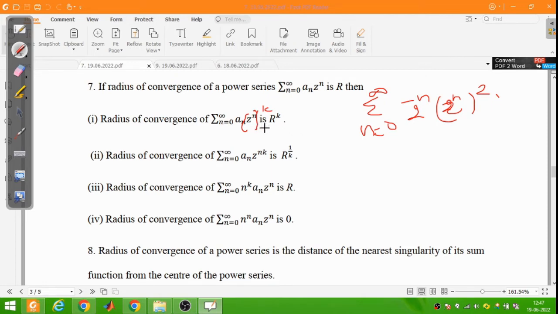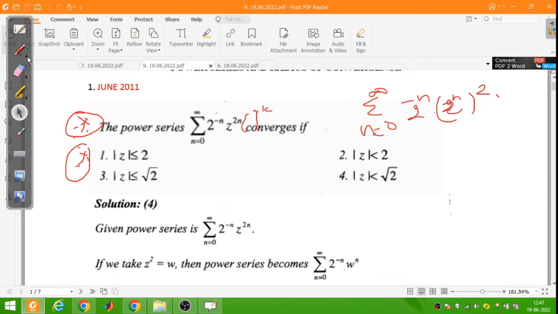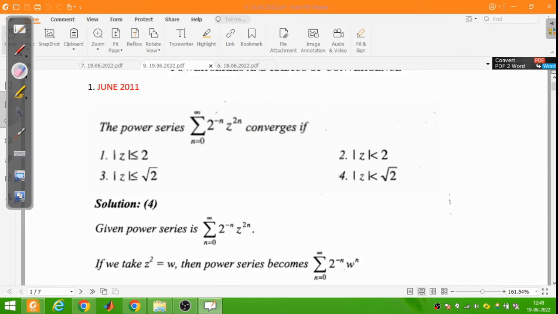Are you clear, ma? Here I said wrongly that nk and n power k are both equal. Z power n the whole power k is different, z power nk is different. So that's why I am recalling the first two problems, since I made a mistake in explaining that. Now I have cleared it. Are you clear, ma? So z power n the whole power k is different and z power nk is different.